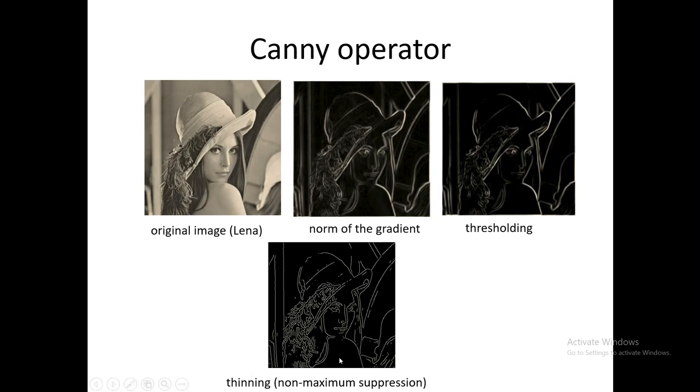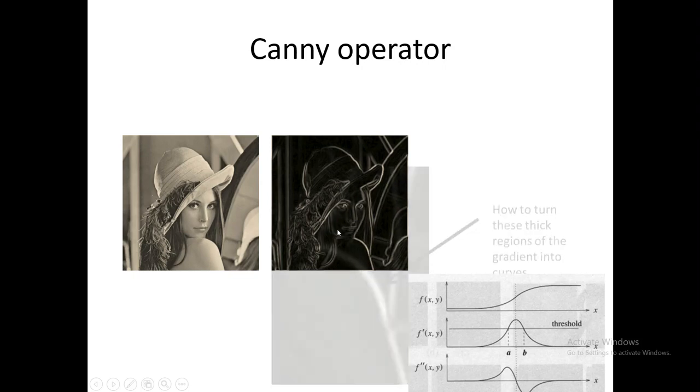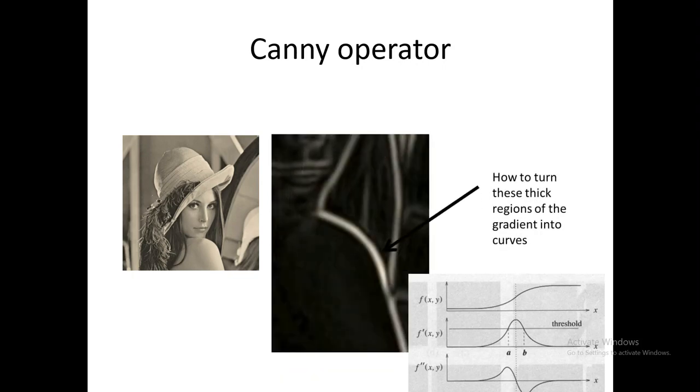And the question arises why we need to do this thinning operation. Let's look at this image, the Lena image and the gradient image of this Lena image. If we take just a small segment of this image, we can see that there is a thick part that exceeds the threshold.